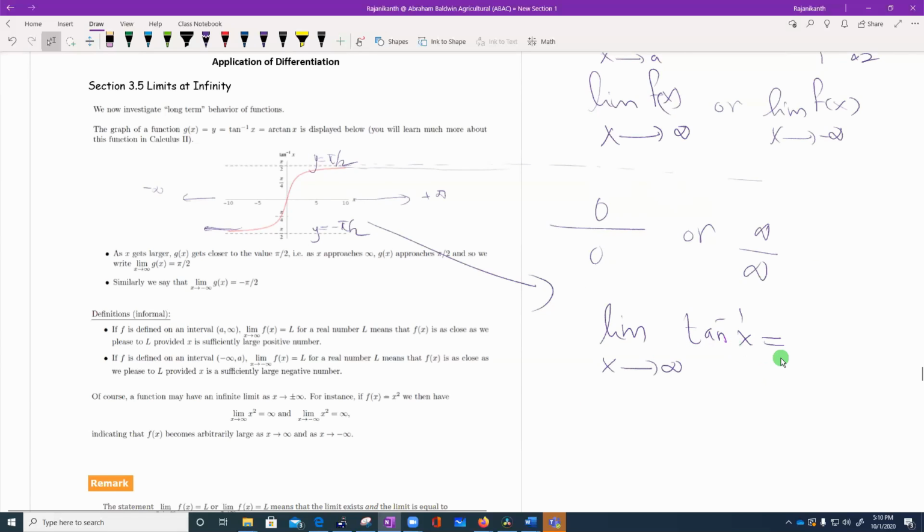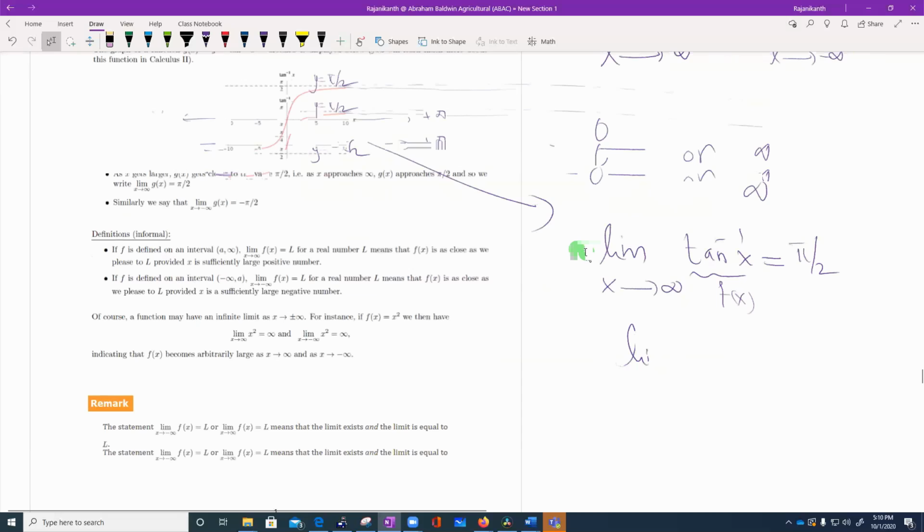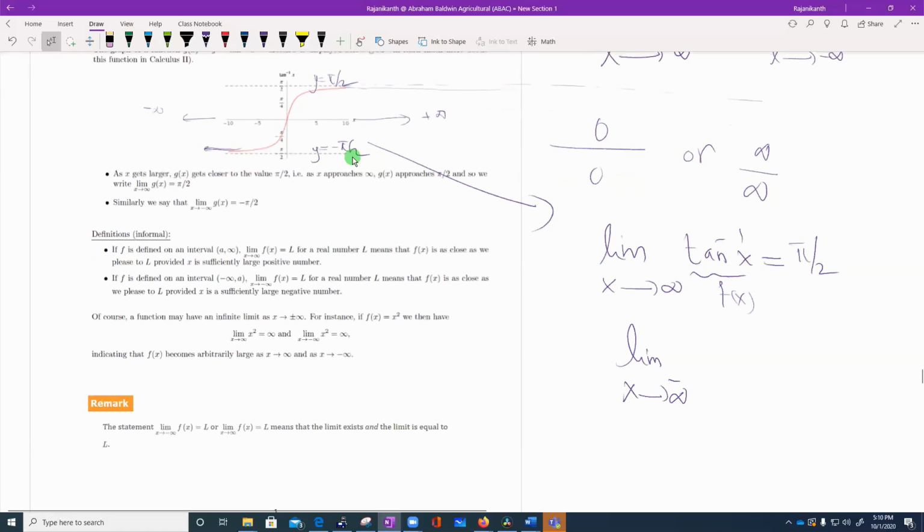This is my function now, f(x). When x goes to positive infinity all the way here, what is your function value? That is the question. The function is here, the graph is here, approaching a y value. Y is my function value. So the function is approaching pi over 2. Therefore, this is simply pi over 2. In a similar way, when x approaches negative infinity, this end, the function gets negative pi over 2.